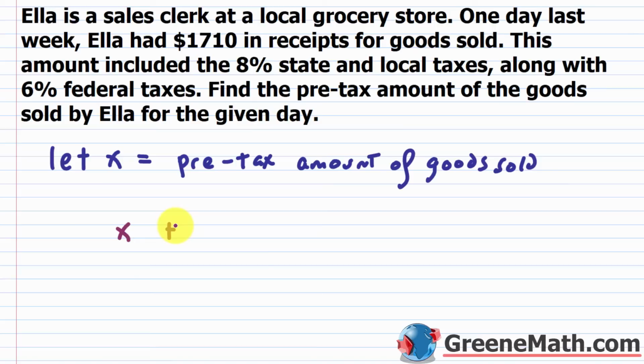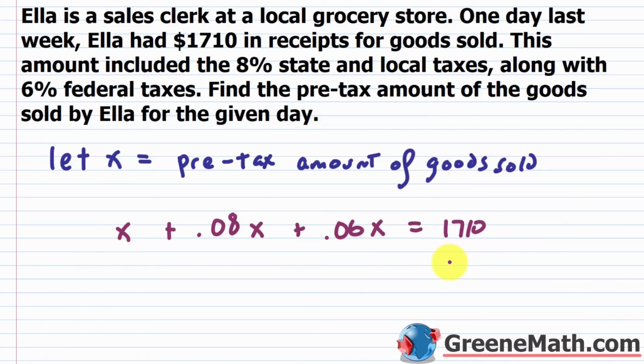Then plus, I'm going to add on my sales taxes. So 0.08, 8% as a decimal, then times X, whatever the pre-tax amount of the goods sold. Then plus, I also have these other taxes. So that's 6%, that's going to be 0.06, then times X, and this equals, again, the total amount, $1,710. Again, you can just leave the dollar symbol off for now.